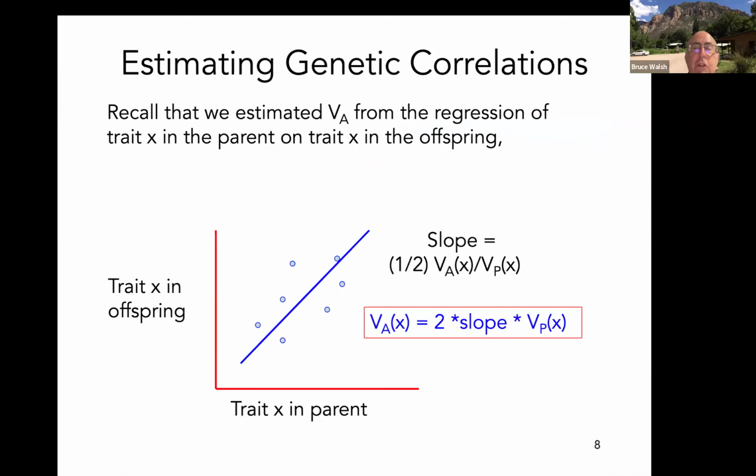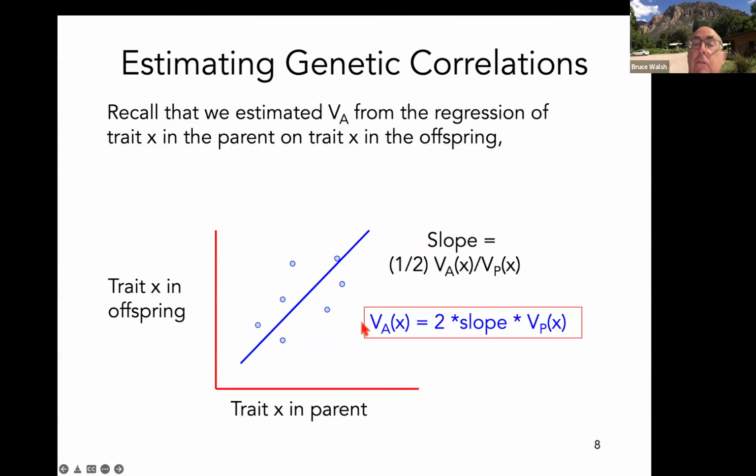So an obvious question is, I can estimate a phenotypic correlation by simply measuring phenotypes and doing standard statistics. How do I estimate a genetic correlation? And it turns out it's actually really easy. So recall we talked about the correlation among relatives. So the correlation between a value in the parent and a value in its offspring, that correlation is 1/2 the additive variation.